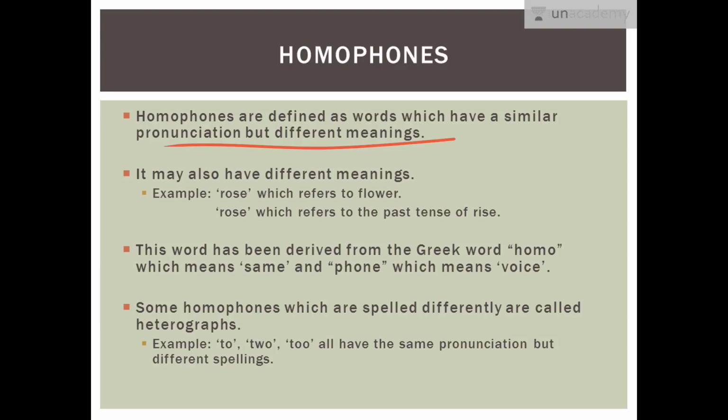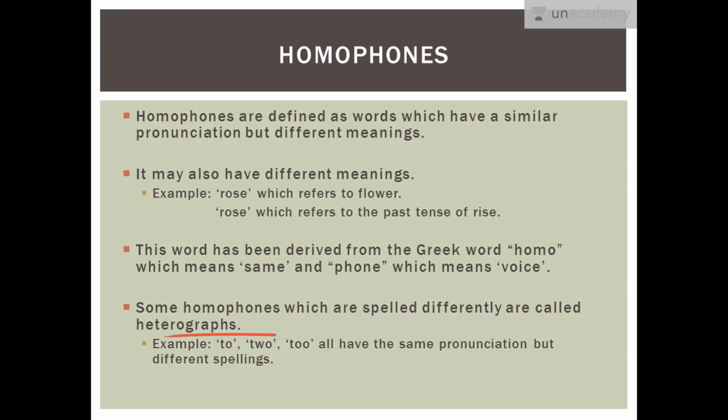For example, the words that I have included here are rose and rose. One rose, we all know, is the red rose, a flower. The second rose refers to the past tense of rise. Both are R-O-S-E, the spelling is the same, the pronunciation is the same, but the meanings are worlds apart, right? That's how homophones are. This word has been derived from the Greek word homo, which means same, and phone, which means voice.